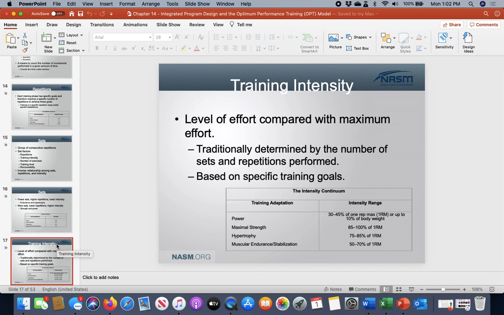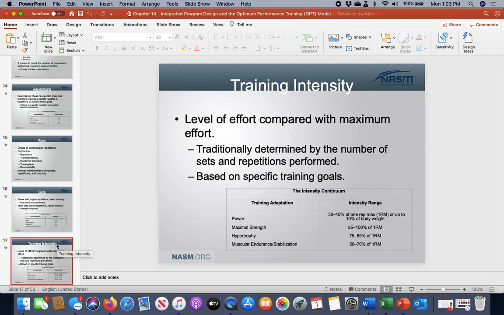Typically, the 10% usually revolves around things like weight vests or medicine balls, more things that you're going to use for explosive movements. That's a lot of the accessory equipment that would be considered. Max strength wise, there you go, 85 to 100% of your max effort or 1 rep max. Hypertrophy is about 75 to 85. See, that's that moderate range. And then muscular endurance and stabilization is about 50 to 70% of your 1 rep max.